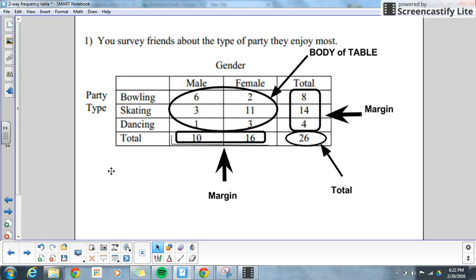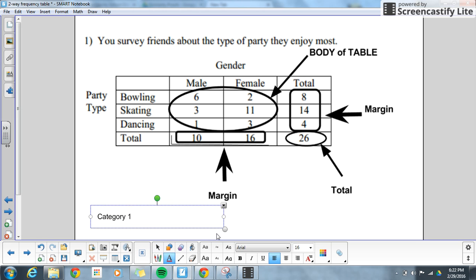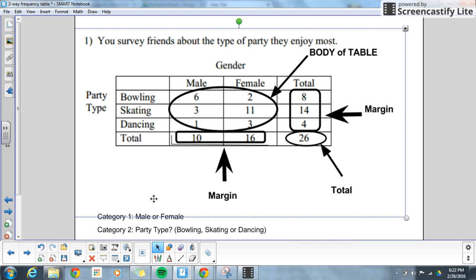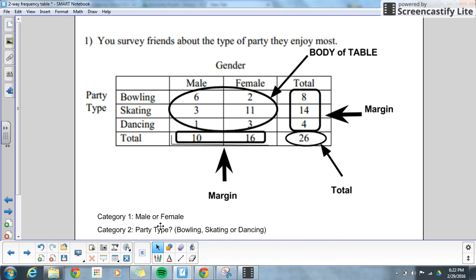All right, so we have this example right here. It's surveying friends about the type of party that they enjoy most. So category 1 is whether they are a male or female. And then category 2 is what party type they like best. And of those choices, they have bowling, skating, or dancing. So that's why this is a two-way frequency table, because we're looking at whether they are male or female and what kind of party they like.